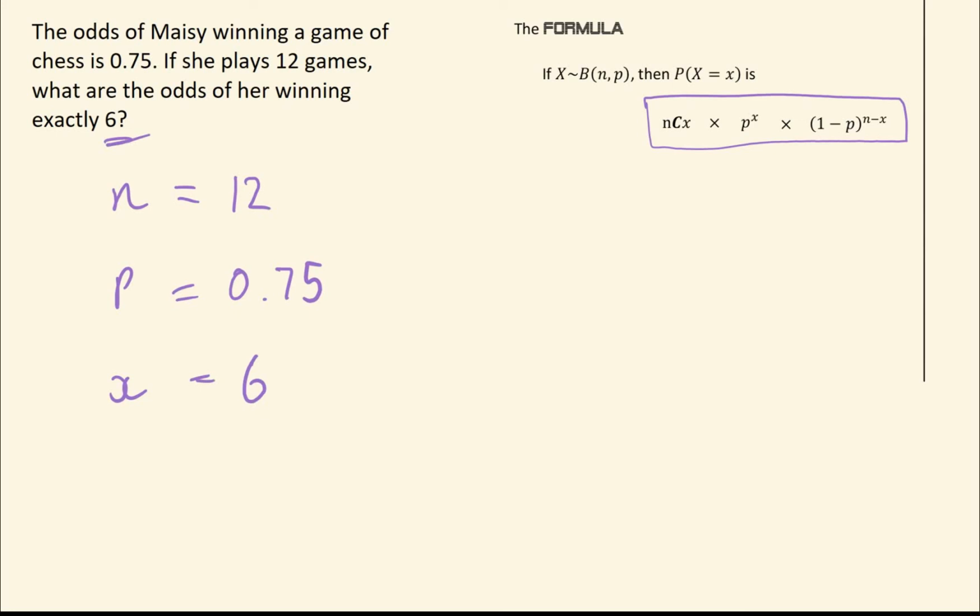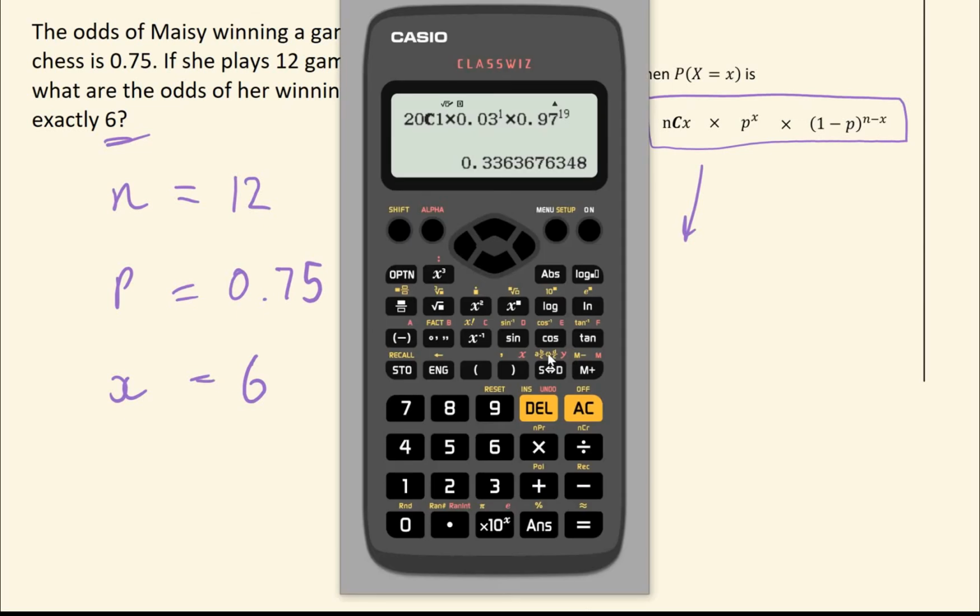And then just as before, we're going to plug everything into this formula. Again, no point writing anything down. We can just type it all straight in. We have 12 choose 6 times 0.75, that's the probability, to the power of x. Then if that's the probability of success, the odds of her losing a game is 0.25. And if she wins 6, then she must lose 6 because she's playing 12 games altogether. And that gives us about 4%.